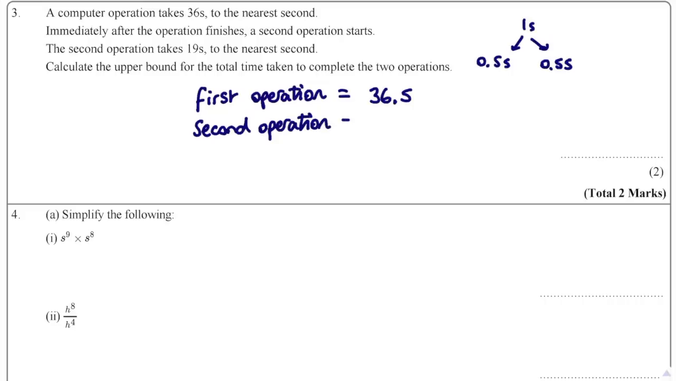So the upper bound for that is going to be 19.5. So the upper bound for the total time taken to complete the 2 operations will be 36.5 plus 19.5, which gives us an answer of 56 seconds.